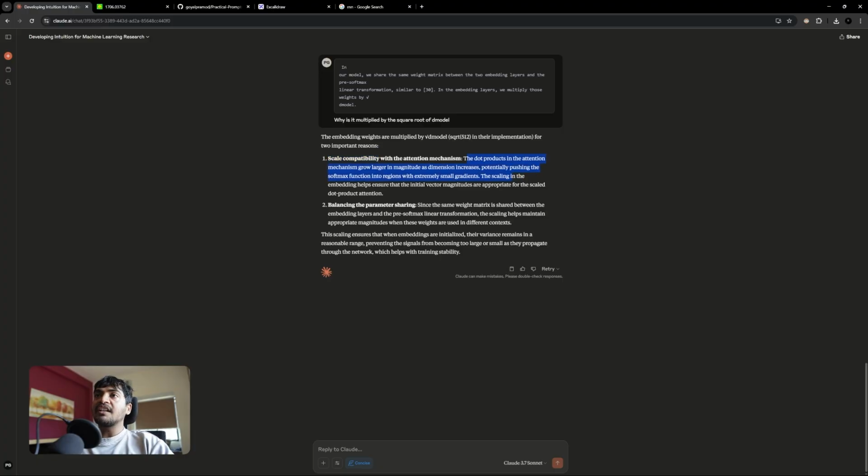The dot product in the attention mechanism grows larger in magnitude as dimension increases, potentially pushing the softmax function into regions with extremely small gradients. Okay, so to make sure it does not become exponentially small, the scaling in the embedding helps ensure that the initial vector magnitudes are appropriate for the scaled dot product attention. Balancing the parameter sharing: since the same weight matrix is shared between the embedding layers and the pre-softmax linear transformation, the scaling helps maintain the appropriate magnitudes with these weights used in different contexts. So it makes a bit of sense.